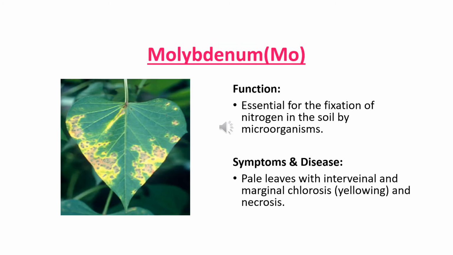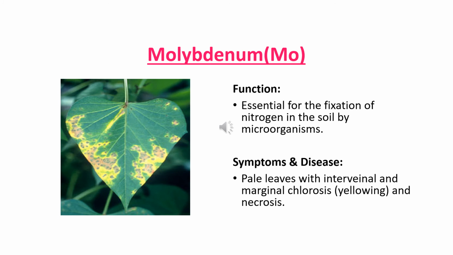Okay. Another nutrient is molybdenum. It is essential for the fixation of nitrogen in the soil by microorganisms. What is fixation of nitrogen? You know, the inorganic salts are present in the soil. Plants cannot absorb them as a salt molecule. They have to break down into ions, and that job is done by microorganisms breaking down the salt compound into ions. Then plant roots can absorb. So it is very essential for fixation of nitrogen because nitrogen is the main component of protein.